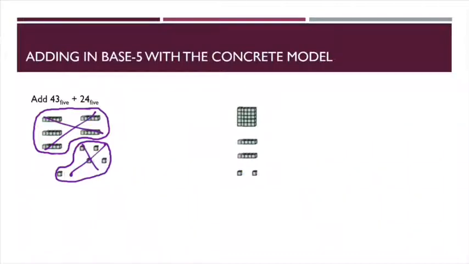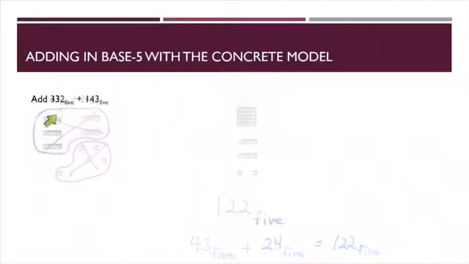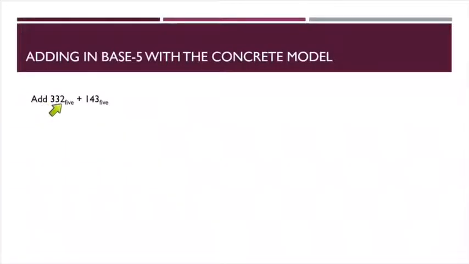And now let's see what we've got. We've got 1 flat, so that's 1. We've got 2 longs, so we put a 2, and then we've got 2 units, and then we label it base 5. So now we see that 43 base 5 plus 24 base 5 is equal to 122 base 5. Okay, now let's try 332 base 5 plus 143 base 5.